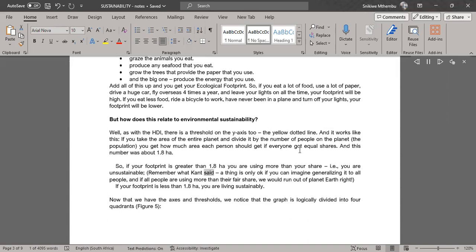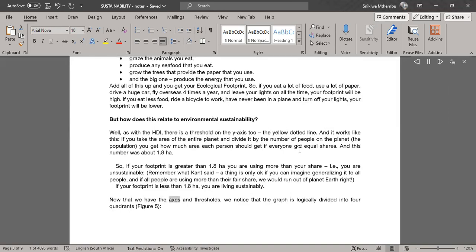Remember what Kant said, a thing is only okay if you can imagine generalizing it to all people, and if all people are using more than their fair share, we would run out of planet Earth, right? If your footprint is less than 1.8 ha, you are living sustainably.